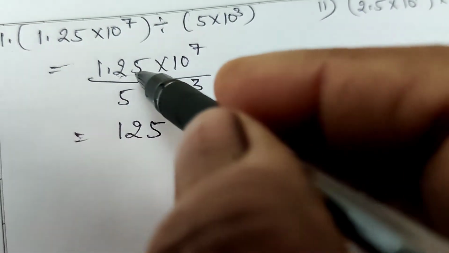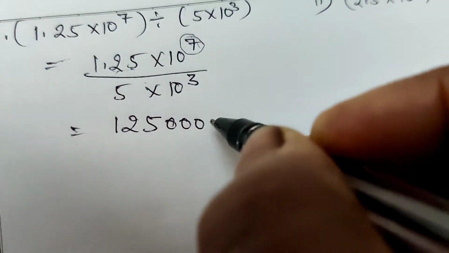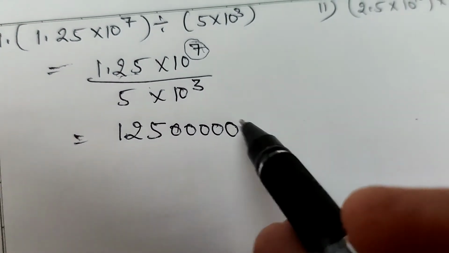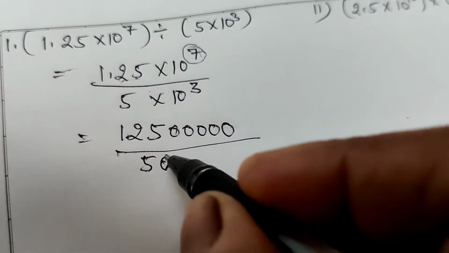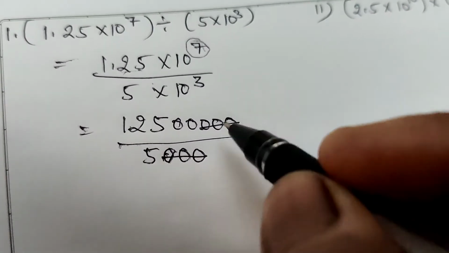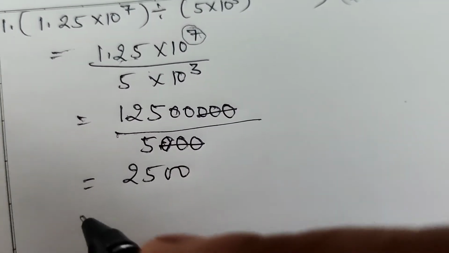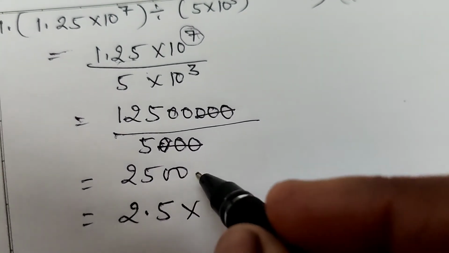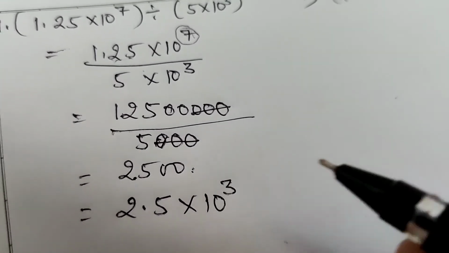2 places after the decimal and the 7 power. So 1 2 3 4 5. The decimal was here, I moved it 5 places for the 7, and below 5 into 10 raised to power 3 means 3 zeros. Now you can divide easily. 5 25 100. You can write in the exponential form 2.5. The decimal is here, from here we brought it here, so what will we write? 10 raised to power 3.